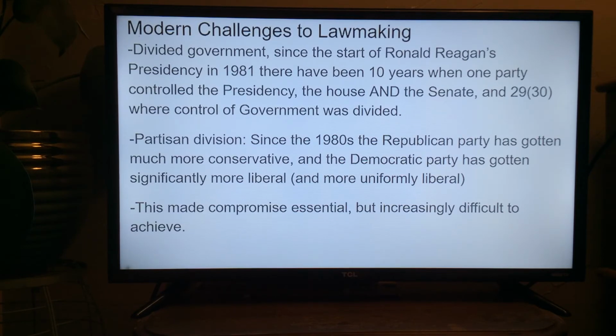And that's what we have. There's no overlap in the ideological viewpoints of the parties. What the Democrats want is the exact opposite of what Republicans want. And so between divided government and partisan division, this has made compromise essential, but increasingly difficult to achieve. And that is why you see Congress being less and less productive.